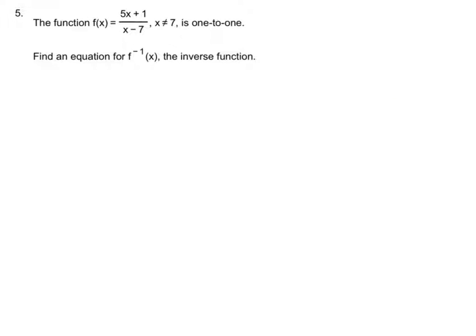The function f of x equals 5x plus 1 divided by x minus 7, where x cannot equal 7, is 1 to 1. Find an equation for f inverse of x. The first step is to substitute f of x with y. So we're going to rewrite this as y equals 5x plus 1 divided by x minus 7.